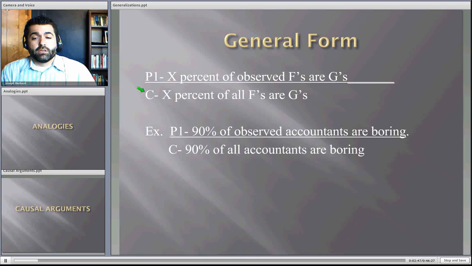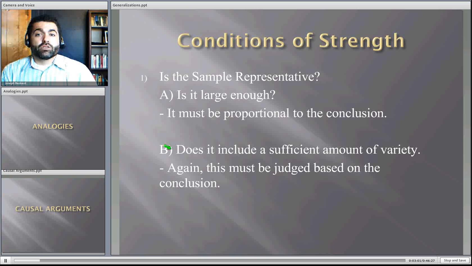Another example: 90% of observed accountants are boring. Sorry if any of you are an accountant. Therefore, 90% of all accountants are boring, right? That's a sample generalization. So how do we evaluate generalizations? What are the conditions or criteria of strength? One thing we want to look at with generalizations is the sample. Is the sample representative? Is it large enough? Is it diverse enough?